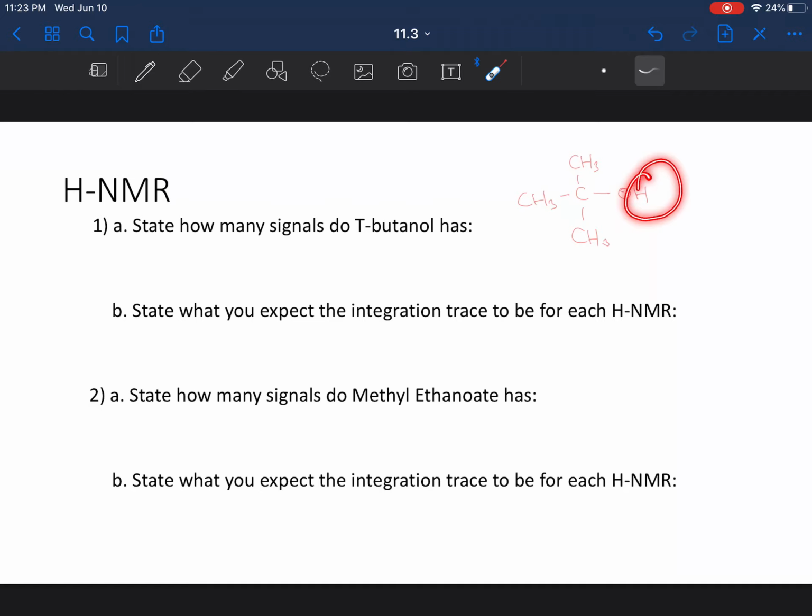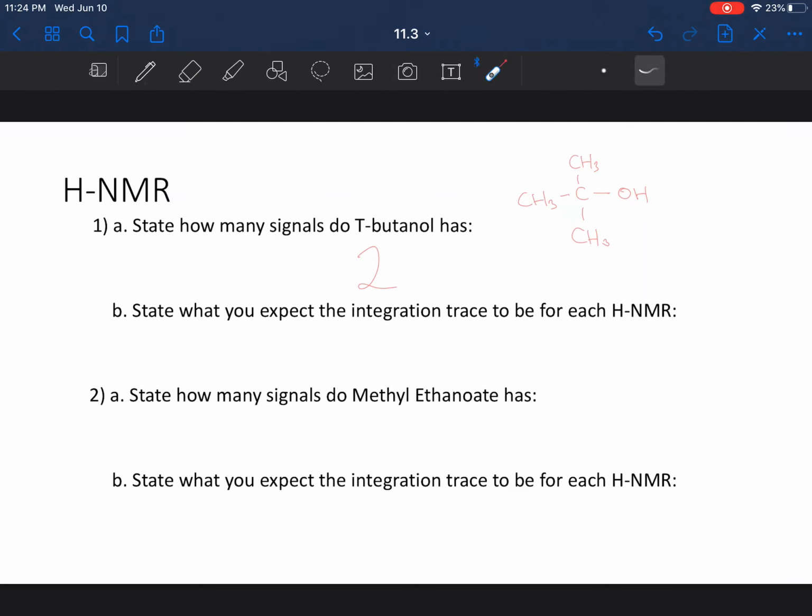That's one. This guy is different than these guys. So that's two. So your answer is 2. There are 2 different hydrogen environments, so you will get 2 peaks or 2 signals.